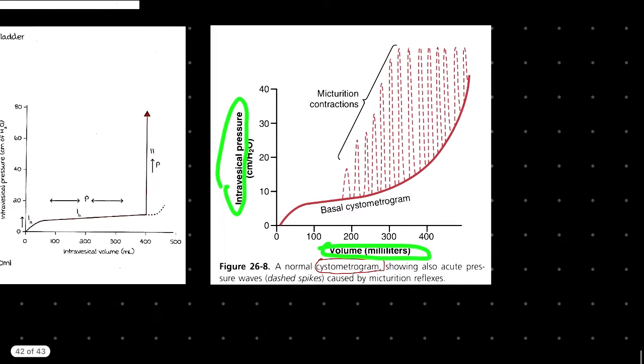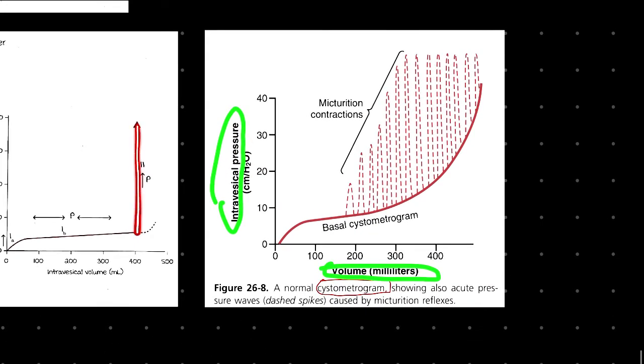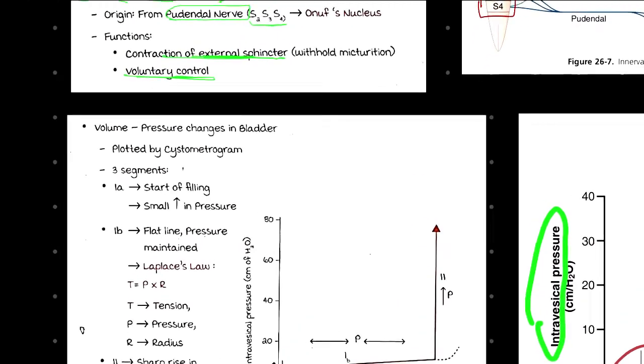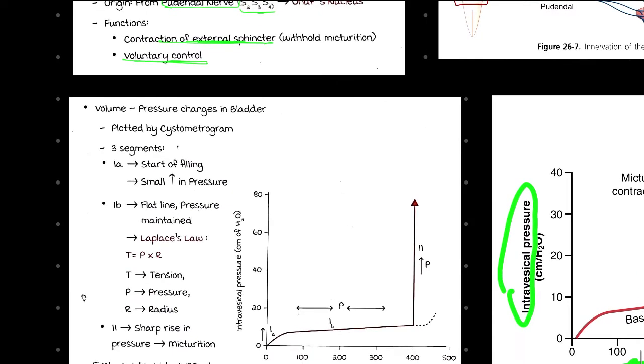So this was it. And talking about another phase, that is the second phase, which is our sharp rise. As you can see right here, after this 400 ml, there is a sharp rise. This is the sharp rise, the second phase, after volume exceeds 400 ml, right? There will be onset of the micturition reflex, and this indicates it. Okay, now let's move toward the content. Here volume and pressure, that is what we're talking about. We're talking about the Cystometrogram.